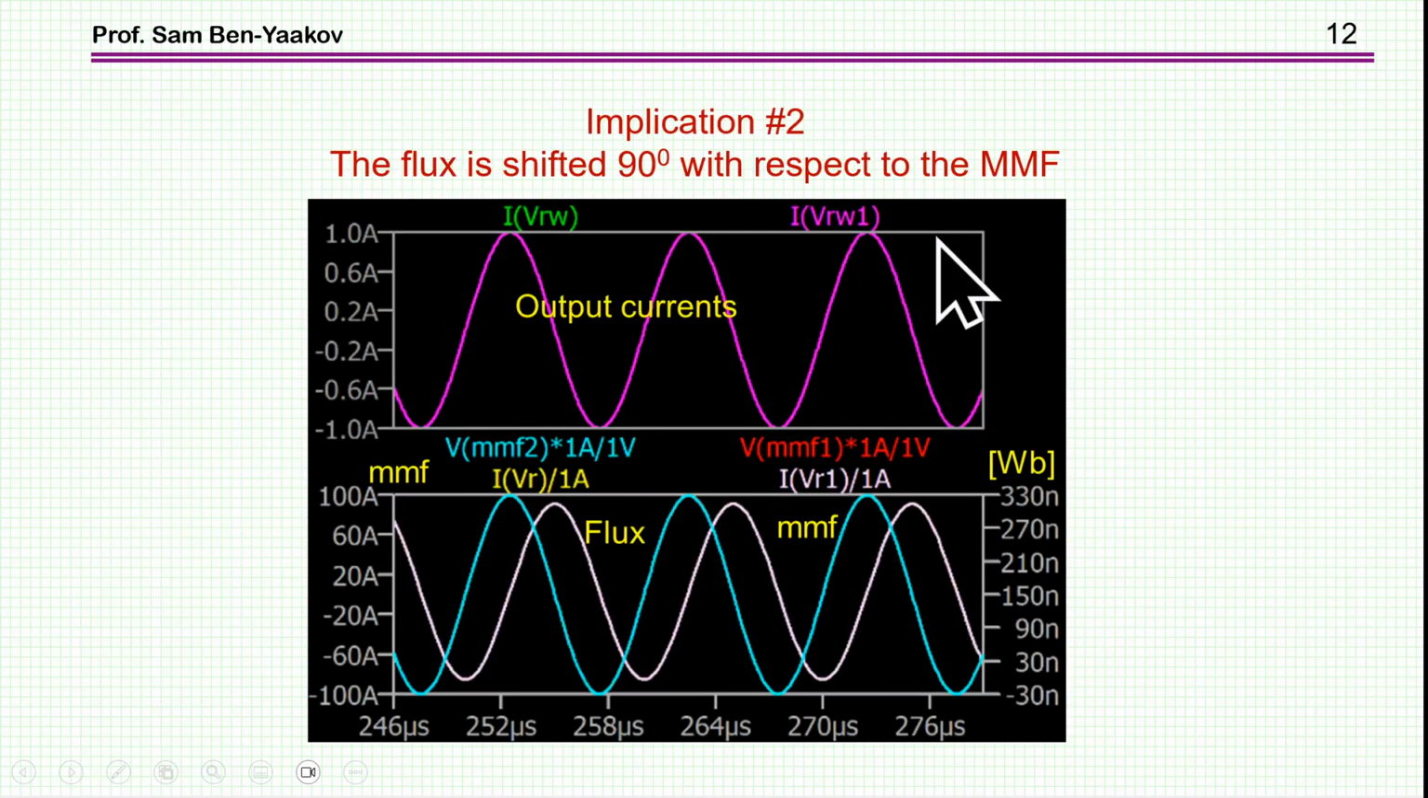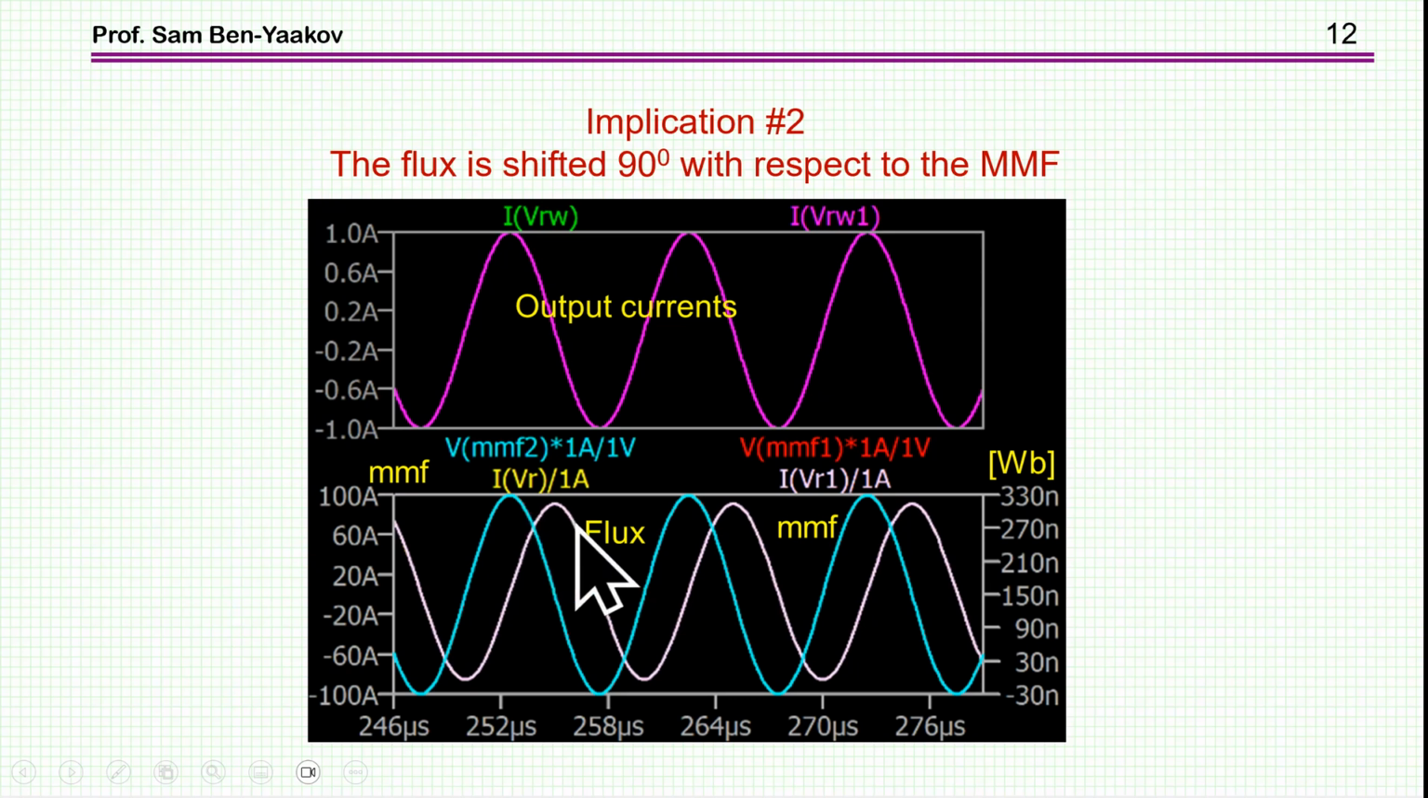Another implication is that the flux is shifted 90 degrees with respect to the MMF. And the reason is that for the flux, we have the derivative involved, which causes a phase shift, while with the current, we don't have a derivative, so there is no phase shift. So if you look now between the MMF and the flux, there is this phase shift, 90 degrees.